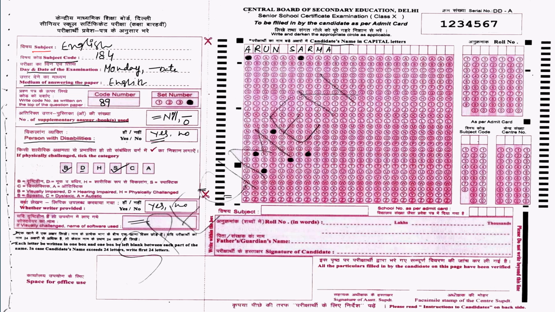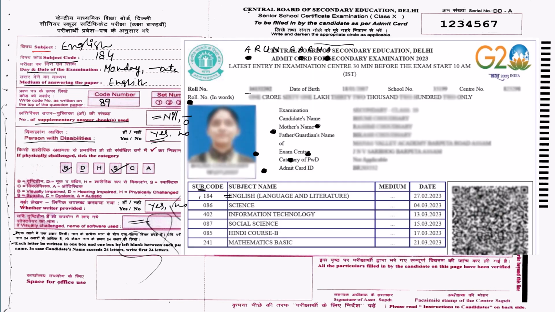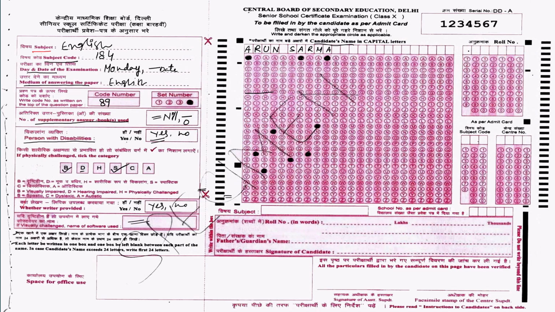So the second last letter is M. Darken the M box here. And the last letter is A. Then darken the A. Once your name has been correctly written and the circles darkened, the next is your roll number. You can see your roll number is printed on your admit card, and that roll number you will write here. Say consider our roll number is 7654321. After writing your roll number in the given boxes, again you have to darken the circles.